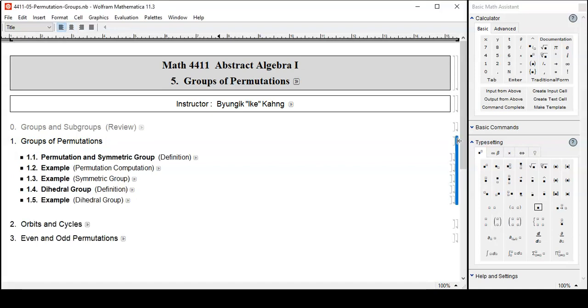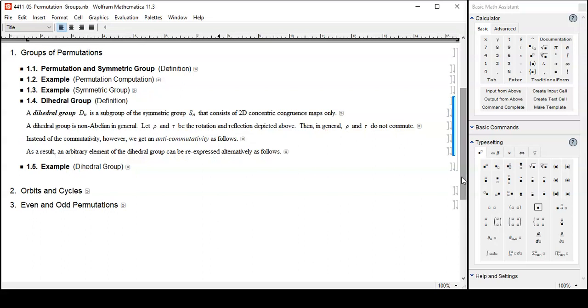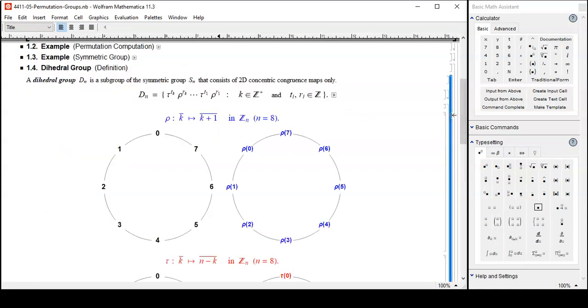Previously we studied symmetric groups, basically the groups of all finite permutations. Now let's go to the next topic, dihedral groups. A dihedral group is a subgroup of a symmetric group that consists of 2D concentric congruence maps only.